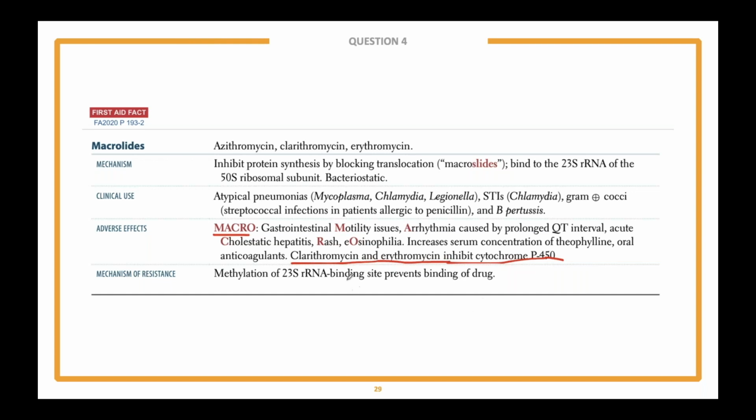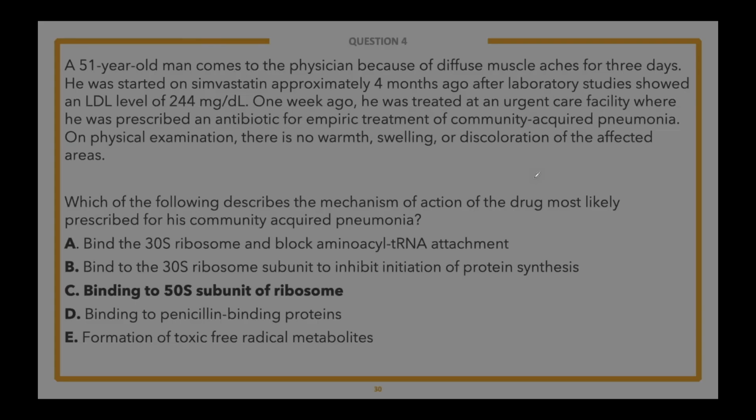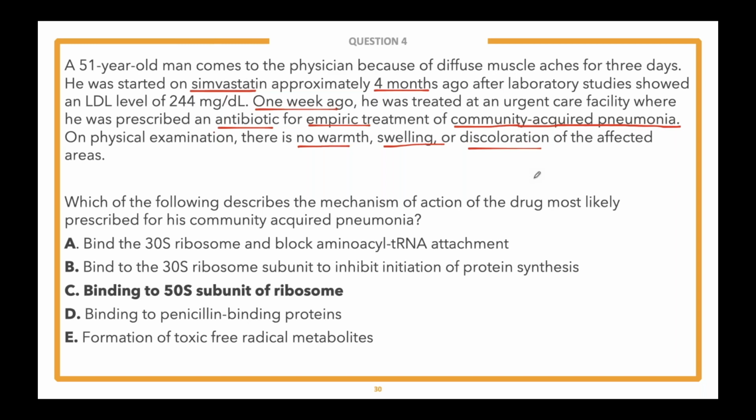Looking at the mechanism of action, macrolides are 50S inhibitors. They bind to the 50S, or the large subunit, of bacterial ribosomes, and they're bacteriostatic. They slow bacteria down to block translocation. So all of this points to answer choice C. Macrolides are one of our first medications that we would use to treat community-acquired pneumonia, and they're really the only one we're thinking of that causes CYP450 inhibition.